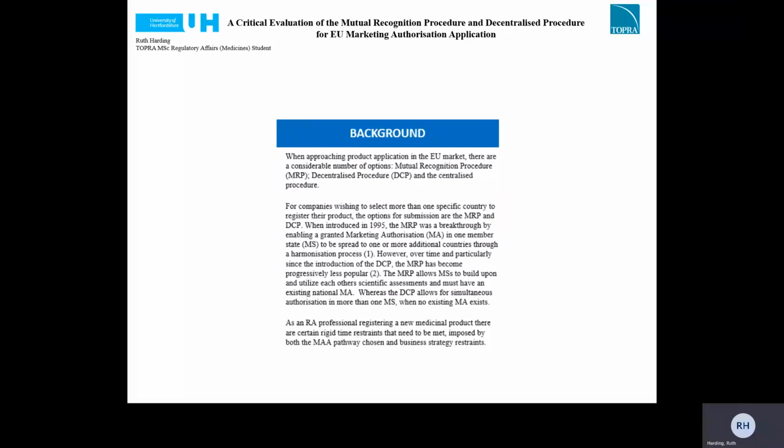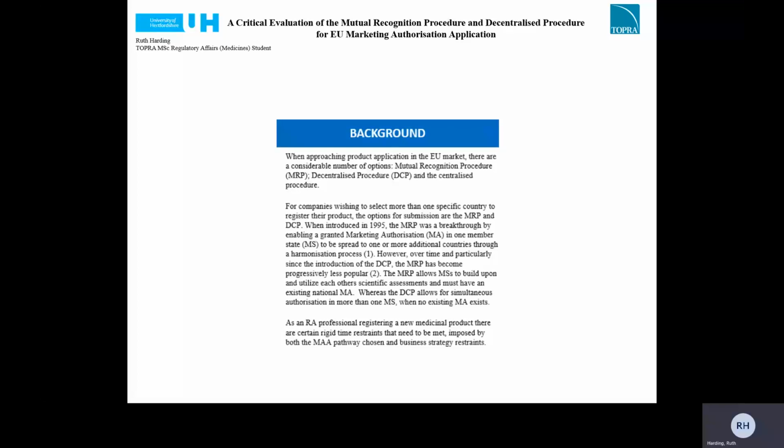Two options not being discussed in this poster are the centralised and national procedure. A national procedure is an application to only one country and often with no set timeline. The centralised is the complete polar opposite, issuing in all countries under one invented product name, one licence, and is very regulated in terms of timeline.